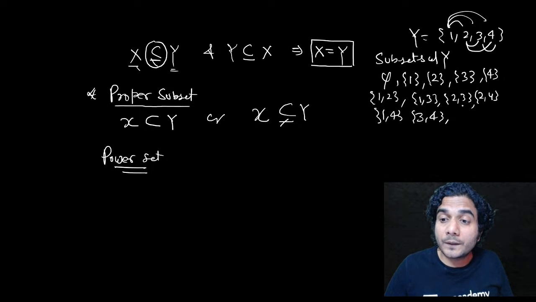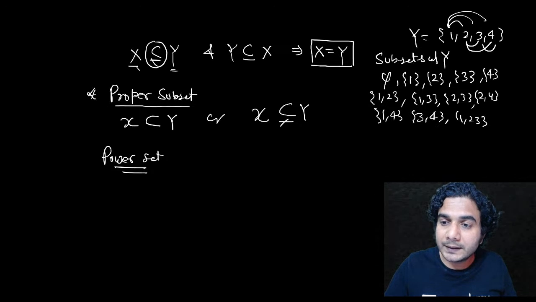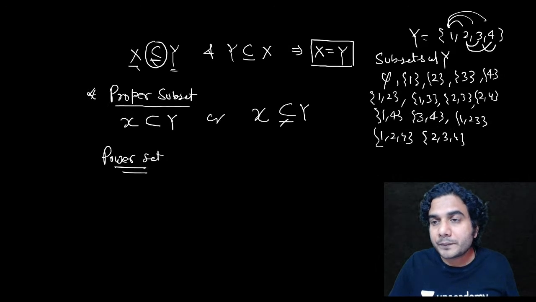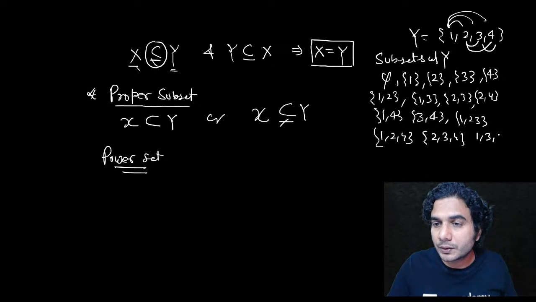Then you have subsets having 3 elements, right? So 3 elements will be 1, 2, 3, this set, then 1, 2, 4, then 2, 3, 4, and 1, 3, 4 also. So four subsets you'll get.